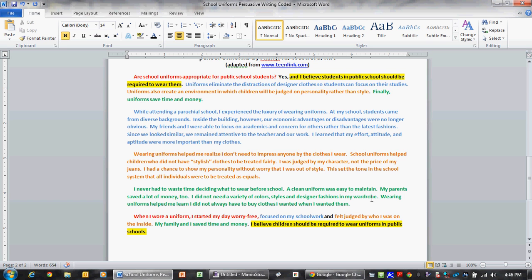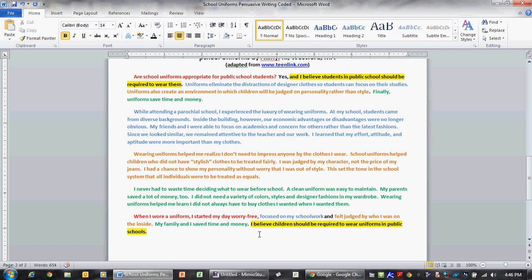And finally, we have down here our third reason, supported by lots of facts and examples about saving time and money. According to this person, they used words like never having to waste time, a very negative connotation, wasting time. Before uniforms, now that we have uniforms, no time is wasted. It's an easy choice in the morning.